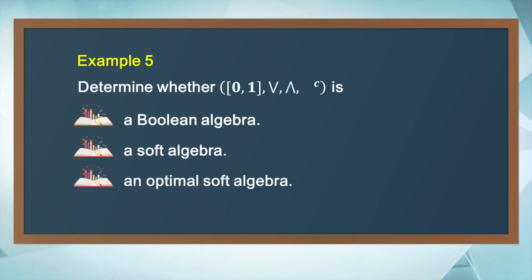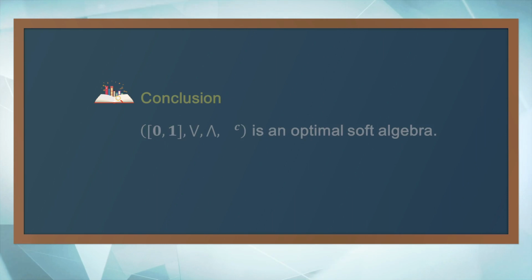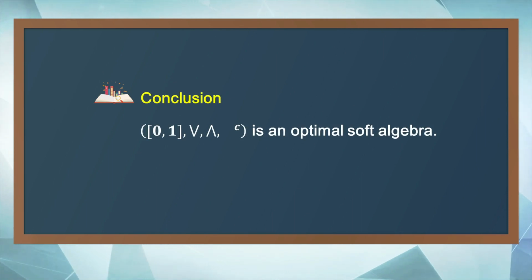Is it an optimal soft algebra? An optimal soft algebra is a dual lattice, together with density and infinite distributivity. It is an optimal soft algebra. The closed interval from 0 to 1, together with the two binary operations, the supremum and the infimum, and the unary operation, the complementation, is an optimal soft algebra.